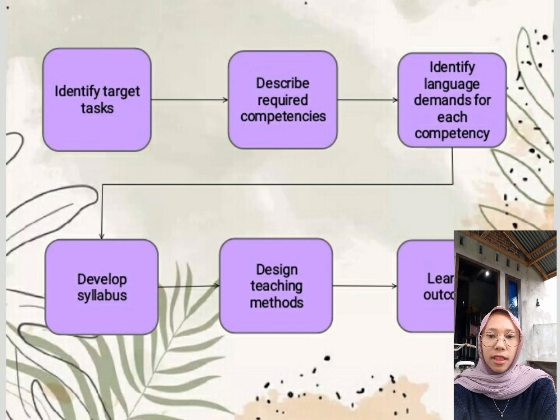Number 1, identify what language your student needs. Examples: reading, writing, listening, and speaking. Number 2, describe the standards and performance indicator of each domain. Number 3, identify the language skills and knowledge needed to achieve the standards. Number 4, choose learning activities and teaching materials.